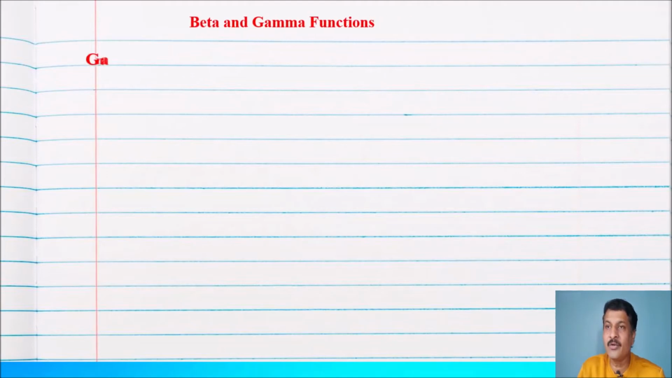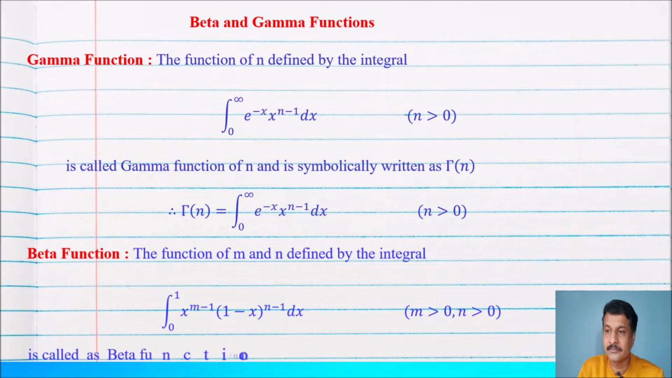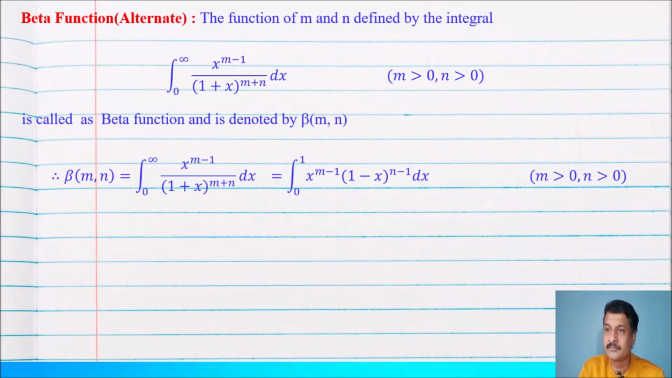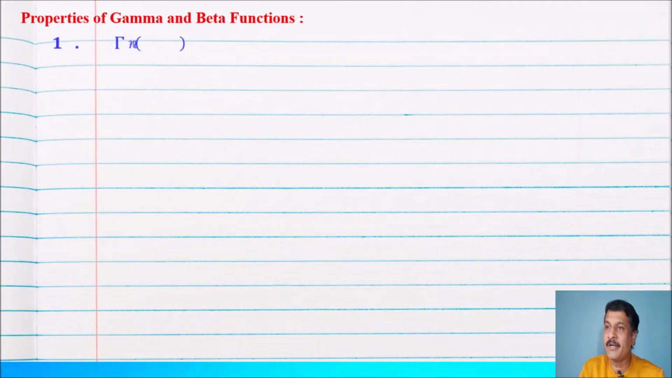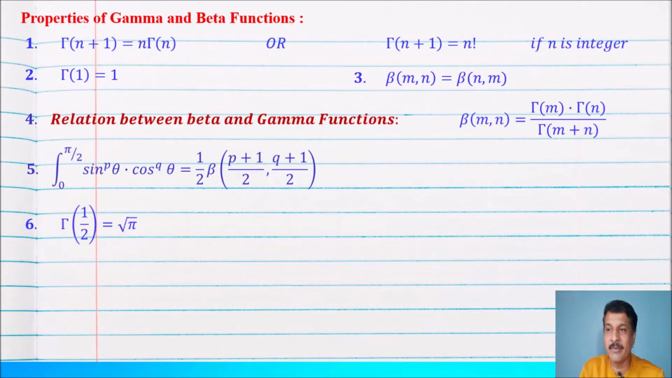Welcome students, we continue with beta and gamma functions. We already know the definition of beta function and gamma function. Without fail, you have to remember the definition of gamma function as well as the definition of beta function, the second definition of beta function, and the properties of beta and gamma functions. All properties of beta and gamma functions you must remember.